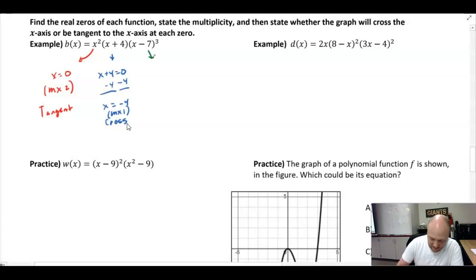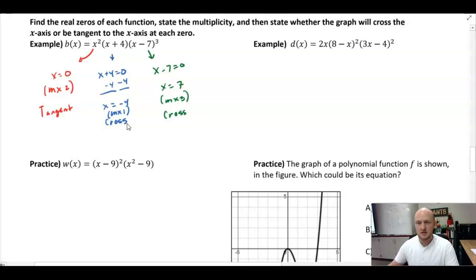And then x minus 7, this just gives us positive 7. X equals 7. Multiplicity times 3. And this is odd, so it will cross. Even is tangent, odd will cross. Not too bad. Let's keep going.